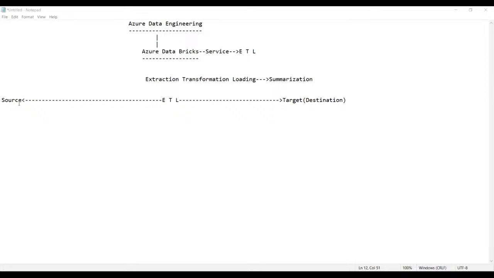Okay. So now, guys, we have this ETL. Azure Databricks is a service provided by Microsoft to perform the job of ETL, that is extraction, transformation, and loading. This process requires a source and a target, and between the source and the target, we perform the job of ETL. Now, to understand this ETL in a better way, I'll give you an example.